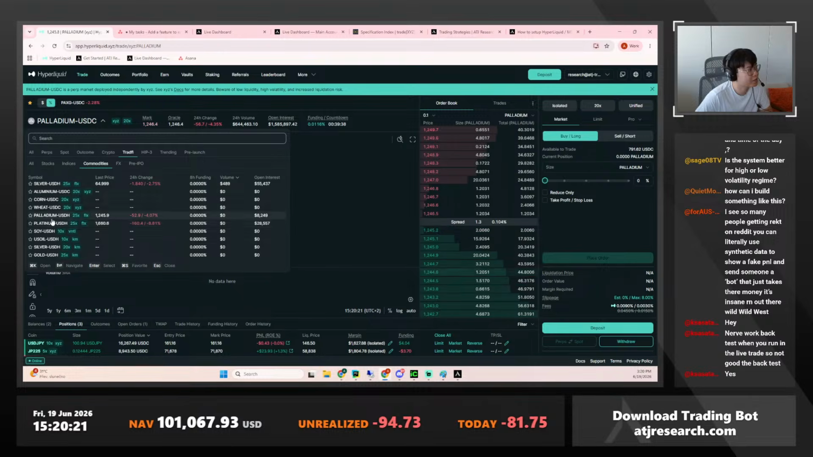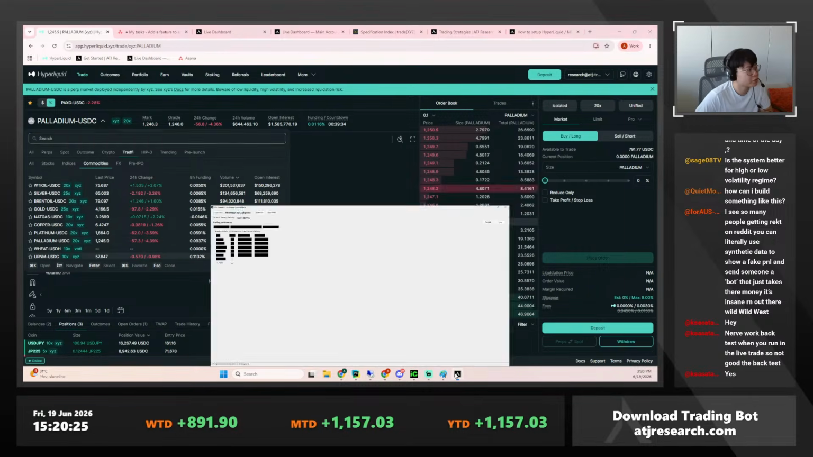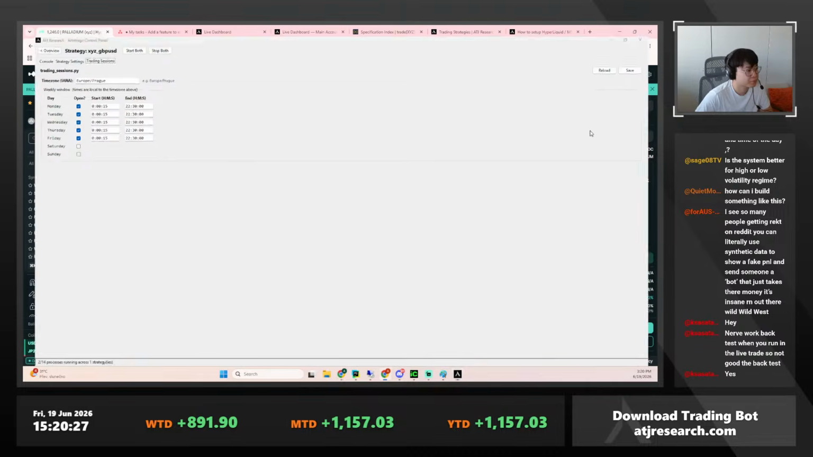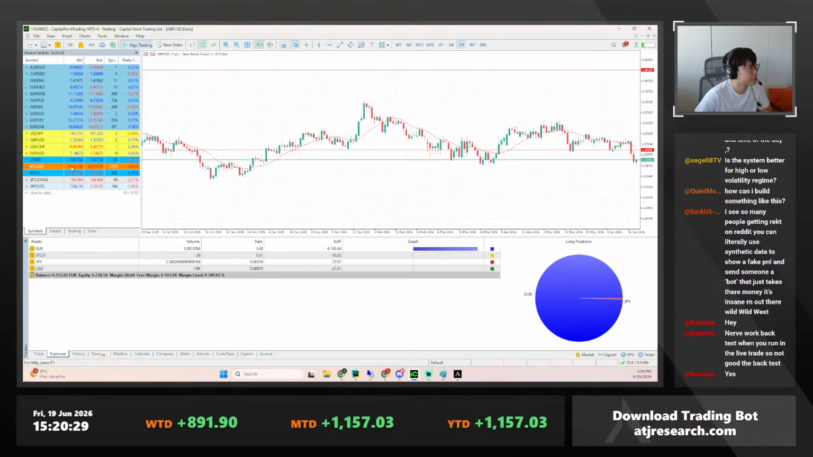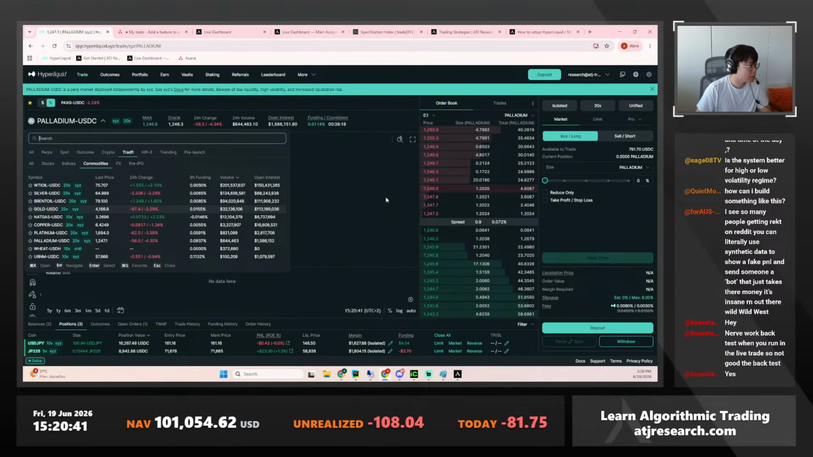If I want to trade Palladium, I would probably need to not trade with IC Trading because they're very expensive. I would need to trade maybe with the underlying futures, right? Futures are cheaper for things like platinum or palladium.